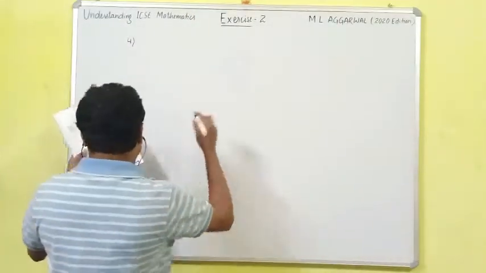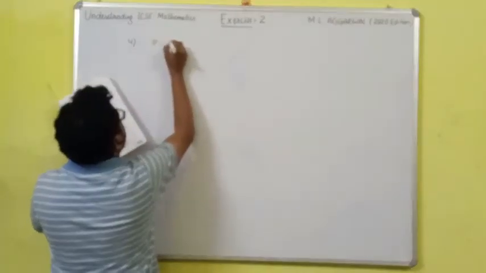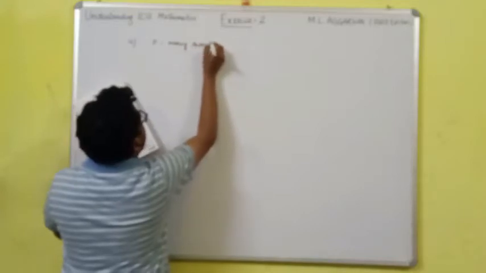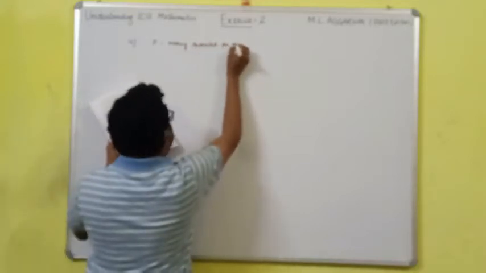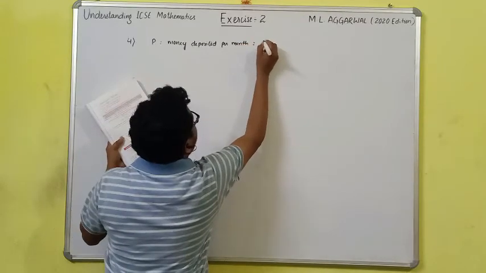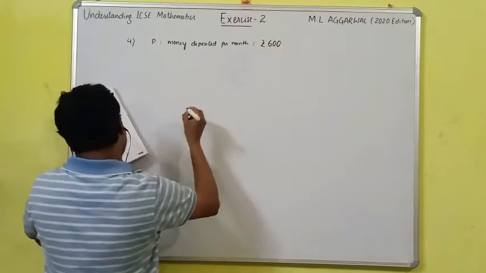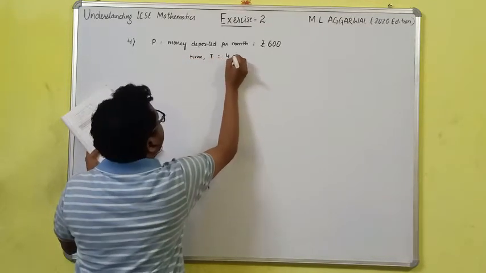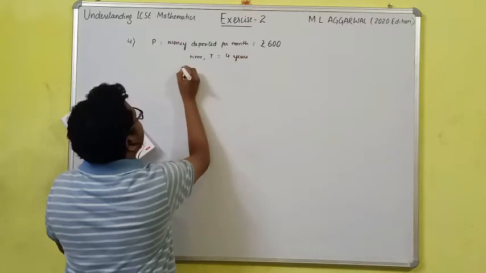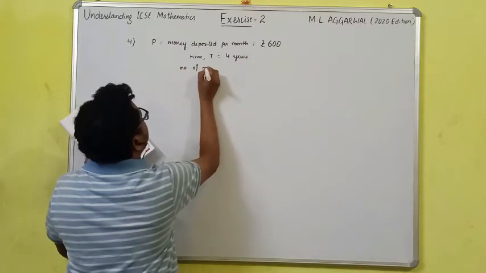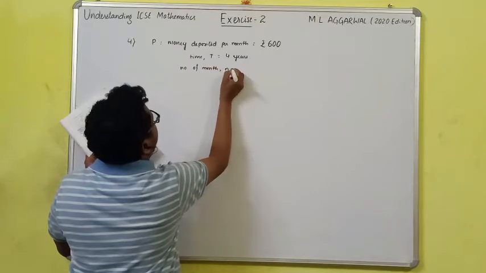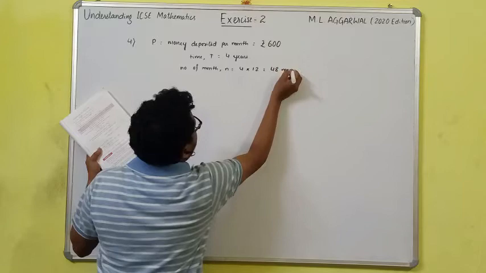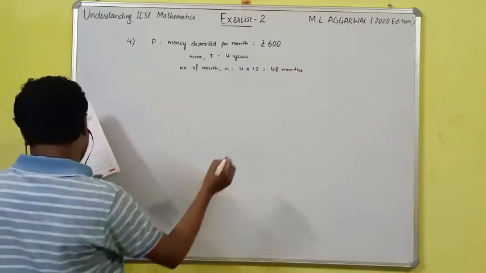See here, what is your monthly deposit? That is your money deposited per month, equal to rupees 600. Then your time, t, is equal to 4 years. So find it in months. So number of months, n, is equal to 4 into 12, which is 48 months. So now you have to calculate I.